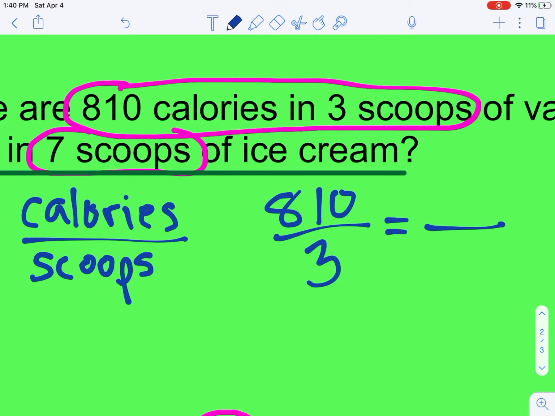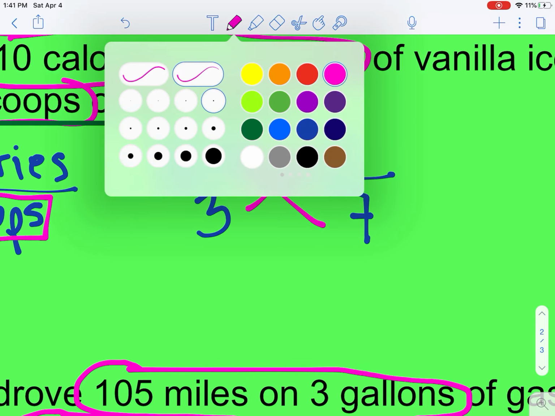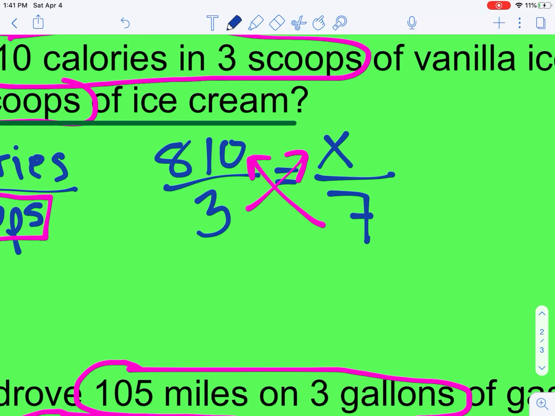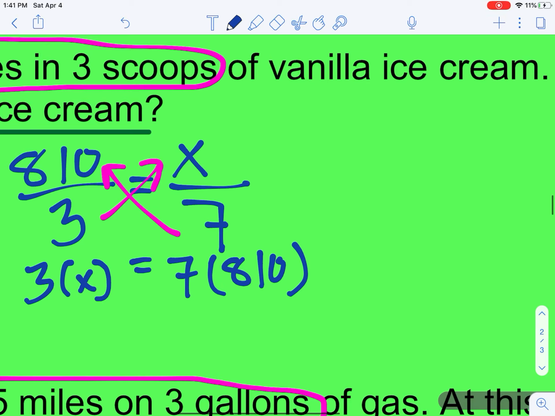So I'm going to set up my proportion. Now my next number says 7 scoops. So if you take a look on the bottom here, scoops is on the bottom. So that 7 needs to be on the bottom of my proportion. And I'm looking for how many calories there are in 7 scoops. And I don't know that, so that's going to be my variable. So I can go ahead and cross multiply and divide. So here's my cross multiplication. So I like to start with my variable, so I have 3 times x equals 7 times 810. And I'm going to move over a little bit so I have a little more room.